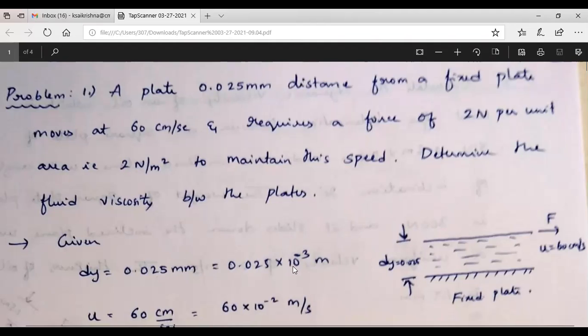So here you have to write the conversion, that is 0.025 into 10 power minus 3 meters, mm to meter. If it is meter to mm, you will get 10 power 3 here. From mm to meter, you will get 10 power minus 3, reverse, nothing but 1 by 10 power 3. So dy is 0.025 into 10 power minus 3 meter.